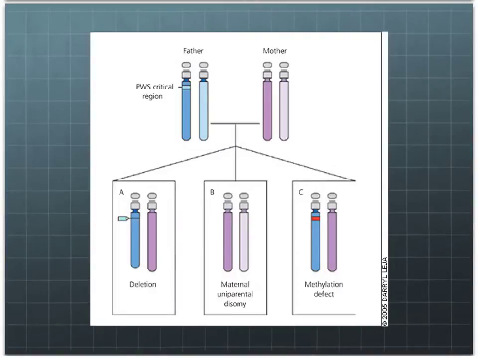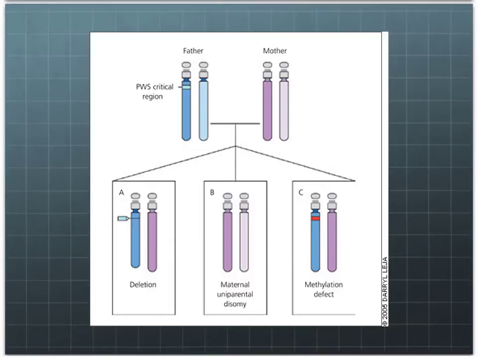The second cause of Prader-Willi syndrome is known as uniparental disomy, or UPD. It is responsible for about 30% of Prader-Willi syndrome cases. Uniparental disomy occurs when a person receives 2 copies of a chromosome or a part of a chromosome from one parent and no copies from the other parent.